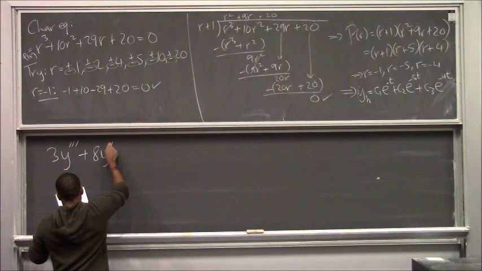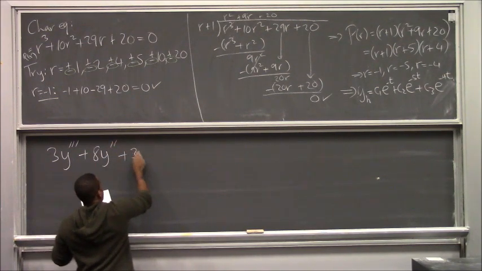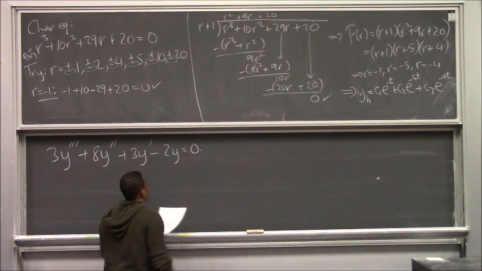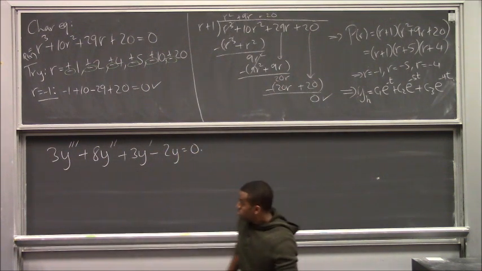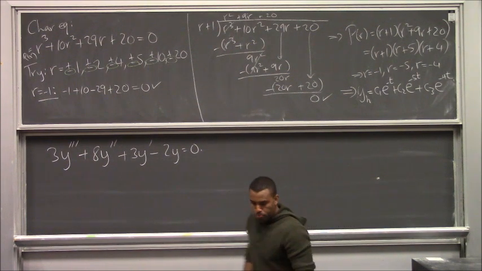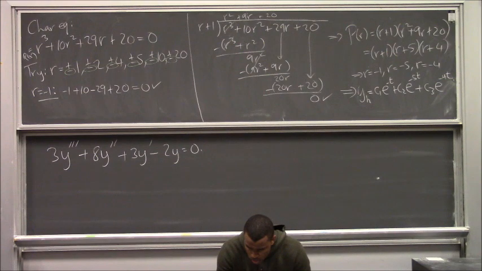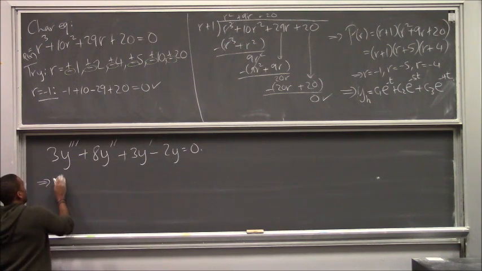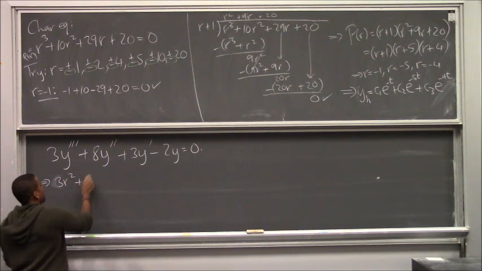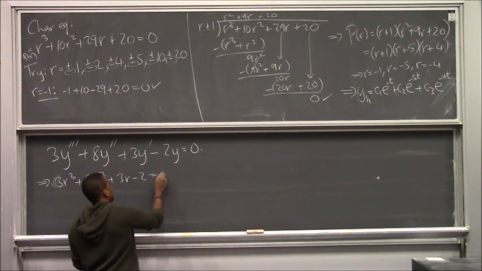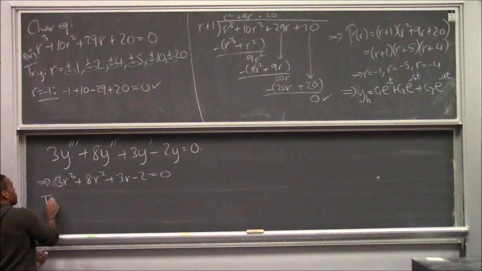Next problem: 3y triple prime plus 8y double prime plus 3y prime minus 2y equals 0. Okay, what do we try here? So this means we have 3r cubed plus 8r squared plus 3r minus 2 equals 0. What would we try here?